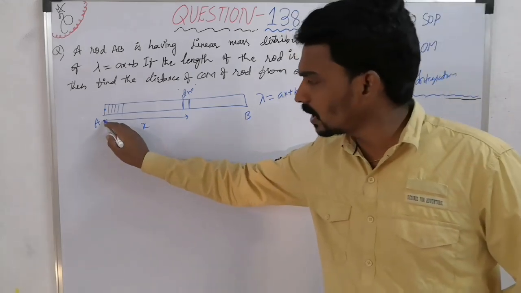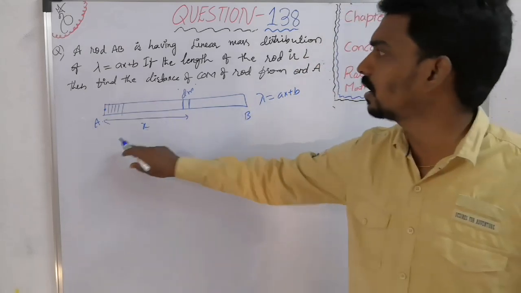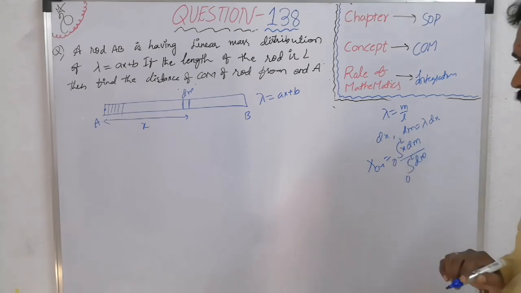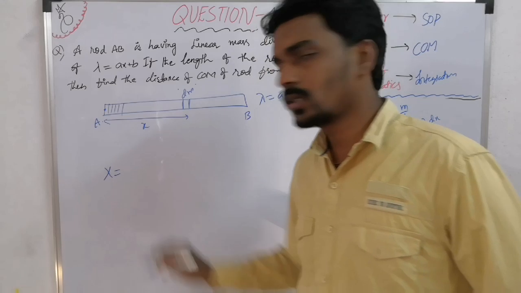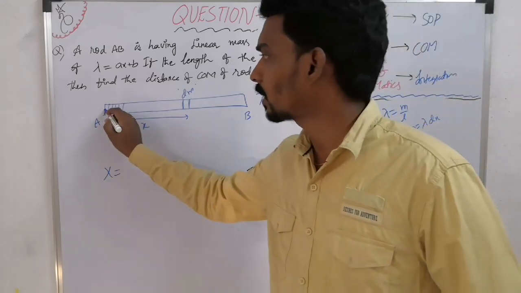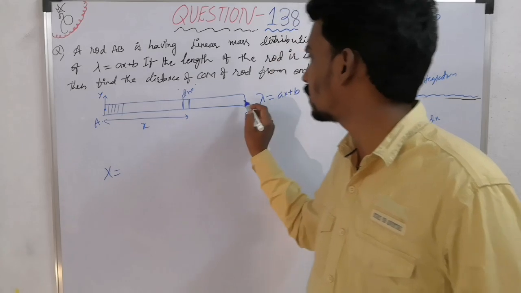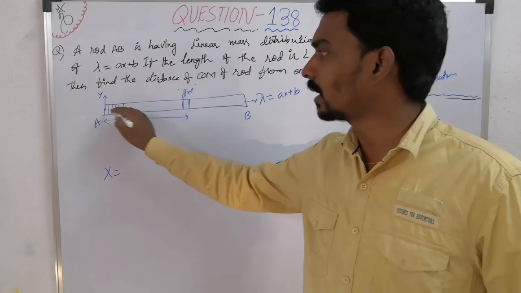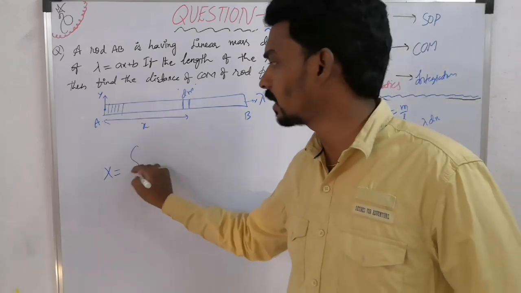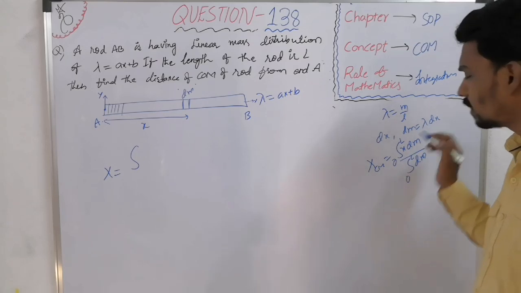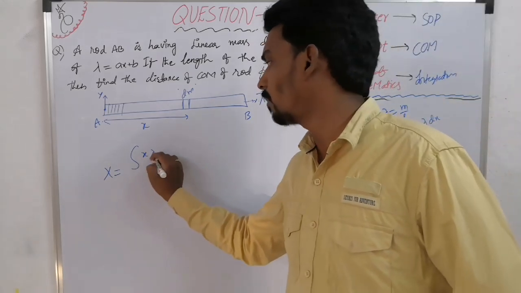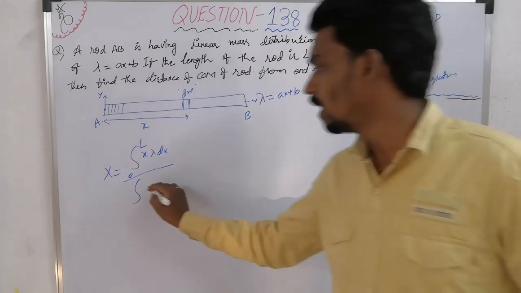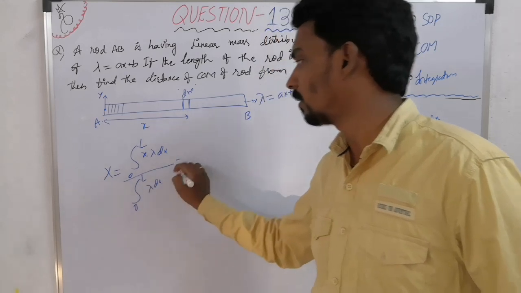You have to consider such elements from A to B. So what is the total length of the rod? L. So what should be the limits? 0 to L. So that the position of center of mass, because this is the reference, let's take the y axis and x axis. From the origin, what is the position of the center of mass of the rod? Integration x dm, where dm is lambda dx. So x lambda dx, whole divided by integration dm, which is lambda dx, from 0 to L.